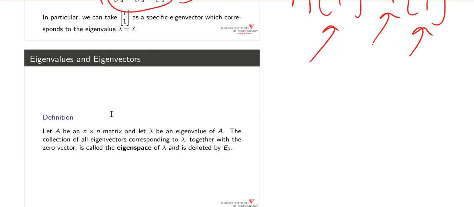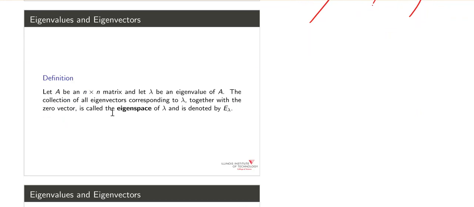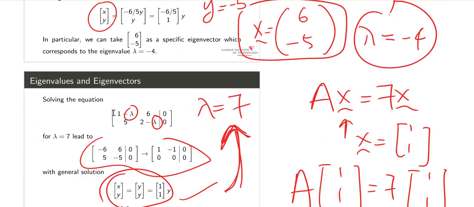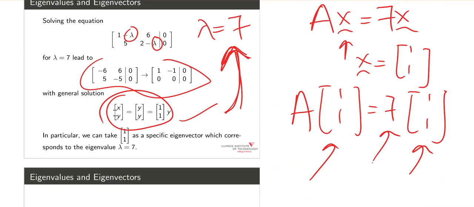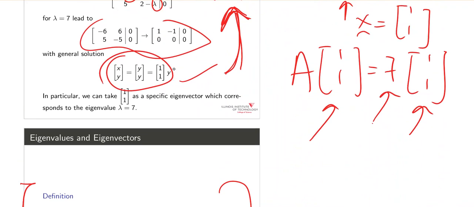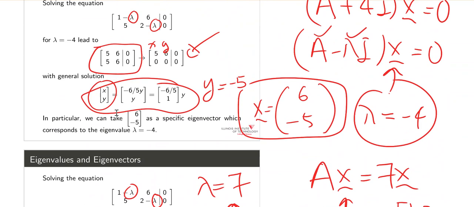Okay, all right. So this is a new definition right here, because from the computations, we see that when you find the eigenvalue and eigenvectors, the eigenvectors are actually spanned by some vectors. You can see the eigenvectors corresponding to lambda equal to 7 are spanned by (1, 1). The eigenvectors corresponding to lambda equal to -4 are spanned by all these vectors.